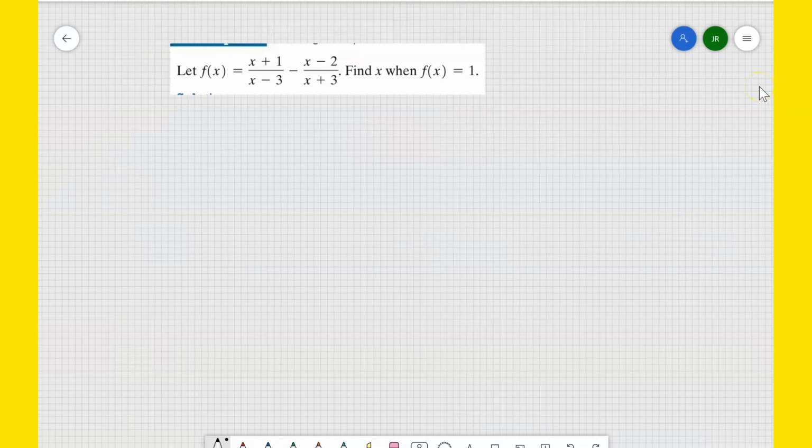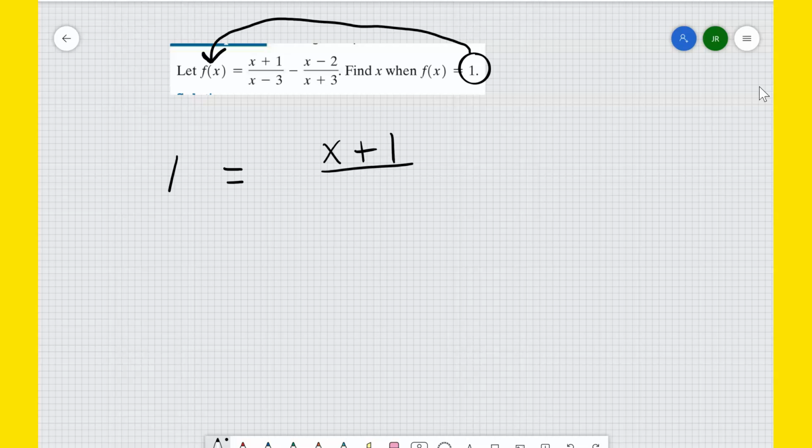Okay, this is a little bit different looking problem, but we're going to end up doing some of the same stuff we've been doing. It says let f of x equal this expression right here, and then it says find x when f of x equals 1. So that means I'm looking for x. I'm going to plug 1 in for f of x because it says when f of x equals 1. So I'm putting the 1 in the place of the f of x. And I'm going to solve for x just like I've been showing you how to do. Notice I'm leaving a little space between these, more spaced out than the original problem had it.